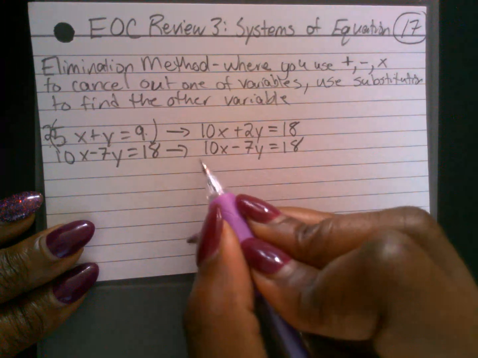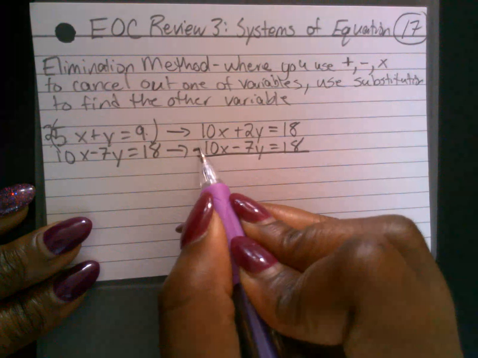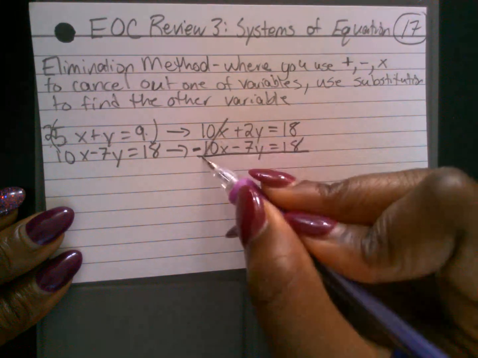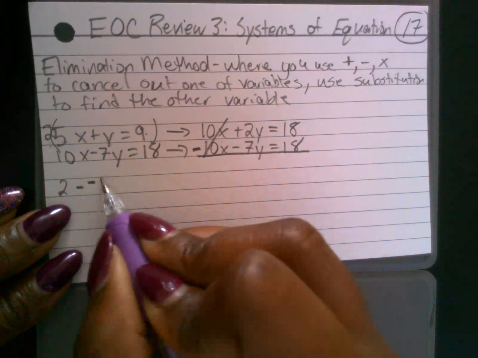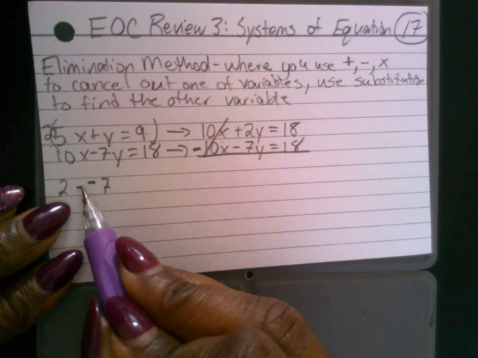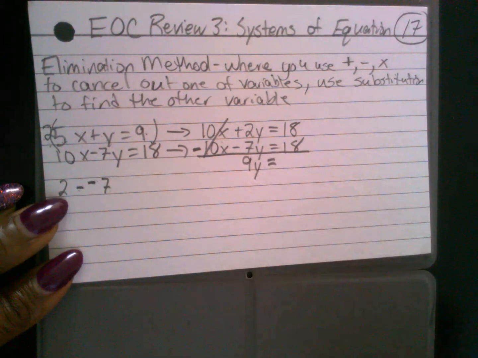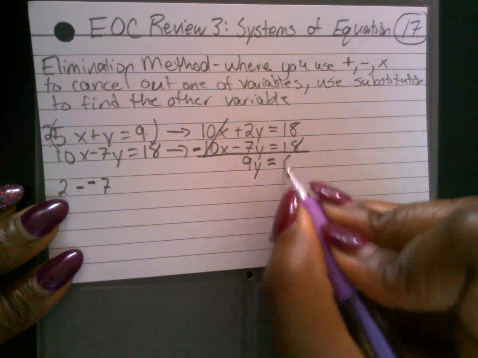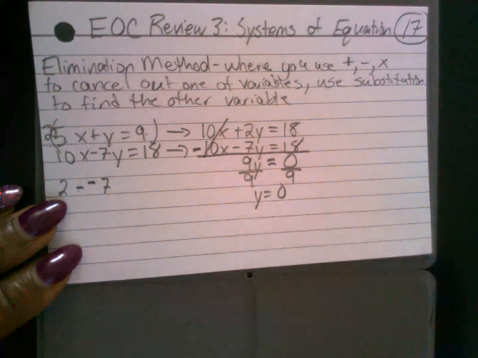Now I can eliminate the x's. When I eliminate the x's, I have to subtract them to eliminate. So I'm going to use subtraction here. 10x minus 10x is 0. 2y minus a negative 7 gives me 9. Minus a negative is plus a positive, so this is going to be 9y. Bring down the equal. 18 minus 18 is 0. So I'm going to divide both sides by 9, and I get y is equal to 0.